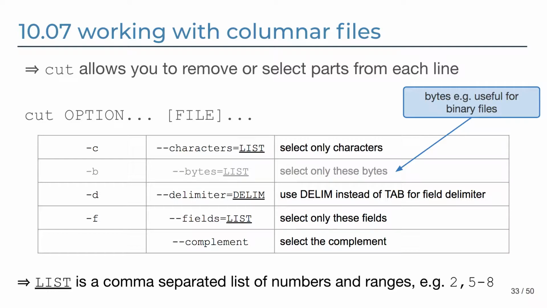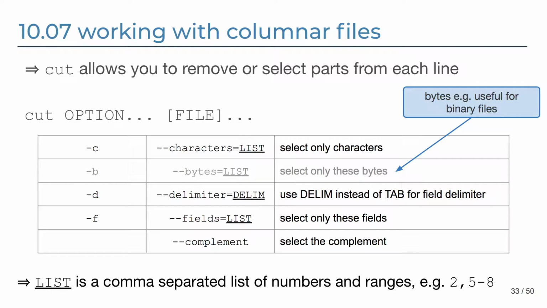With bytes, you can select by bytes, which might be more helpful when you want to use binary files. Then we have -d, where you can specify a delimiter. By default, cut uses tab as delimiter. This is important when you want to use the -f option, which is used to select fields. Cut would automatically split a line into fields based on some delimiter, which you might specify. And then you can use that to get one column out ultimately.